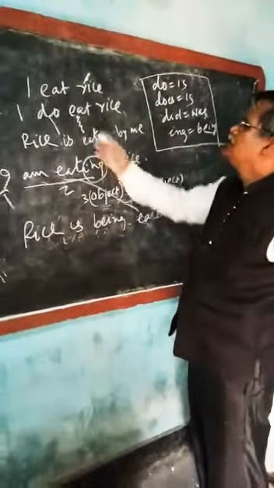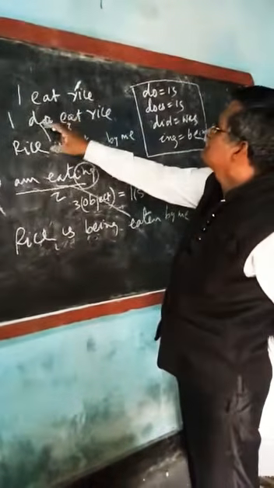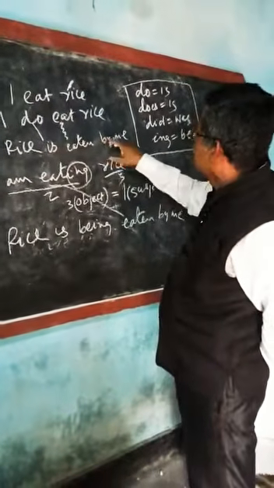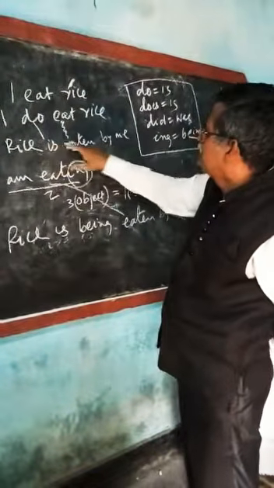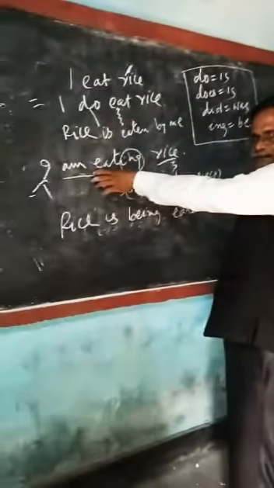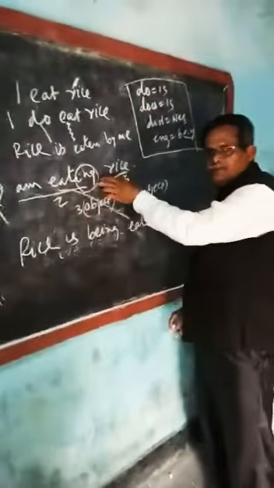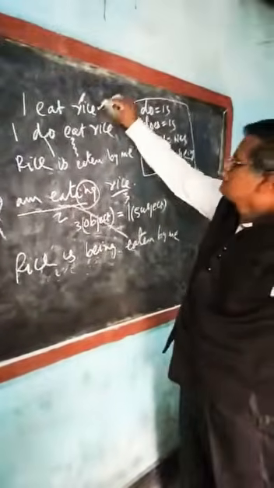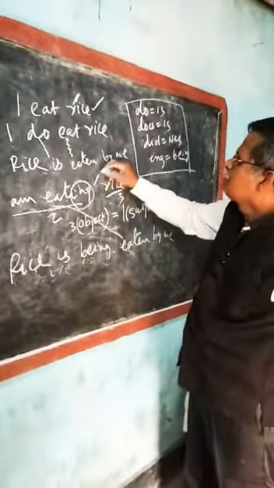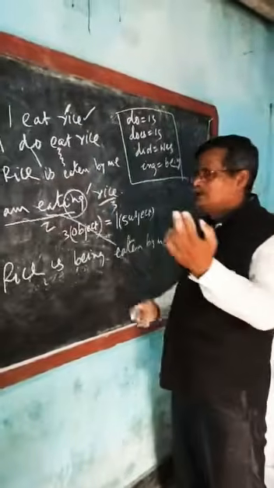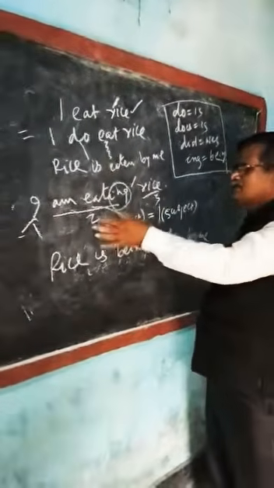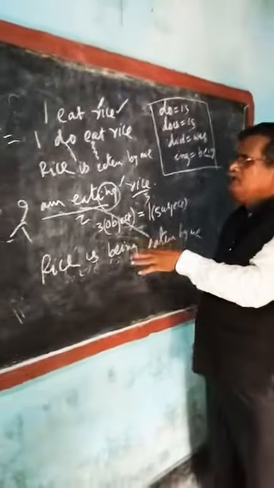So remember, I eat rice becomes rice is eaten by me. He eats rice, rice is eaten by him. He plays ball, ball is played by him. I am eating rice, rice is being eaten by me. He is playing ball, ball is being played by him. So this is called your simple present. This is called present continuous. Today I taught you two tenses, that is present simple and present continuous. You practice at home. In case of doubt, you just write to me.